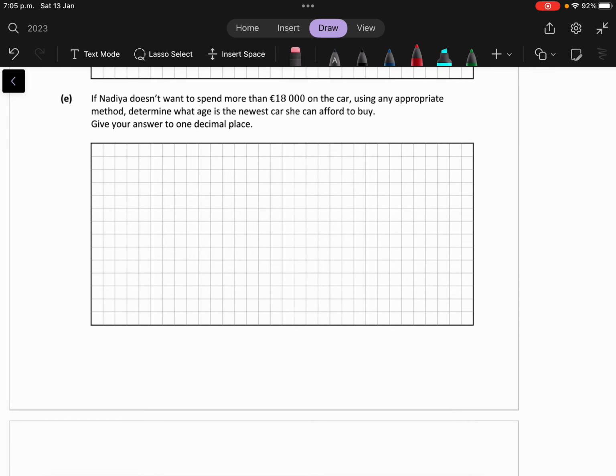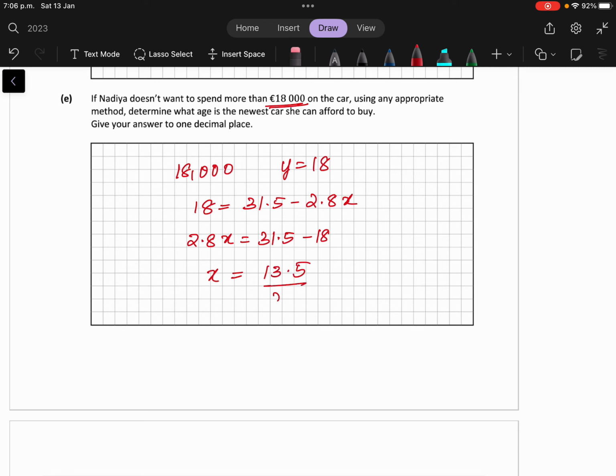And the next one: the person doesn't want to spend 18,000, which means that you can write the price as 18,000, so y will be 18 because we are dividing by 1000. So 18 will be equal to 31.5 minus 2.8x. 2.8x is equal to 31.5 minus 18, just an algebraic simplification. x is equal to (31.5 − 18), which is 13.5, divided by 2.8, which will be 4.8 years.